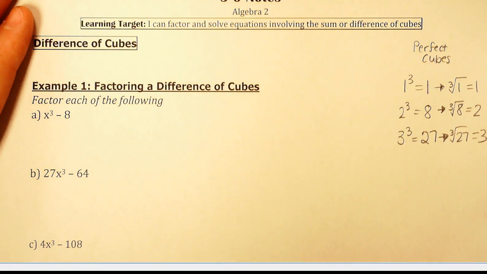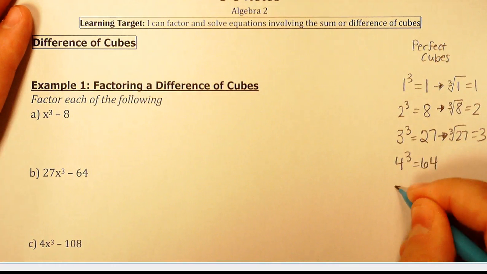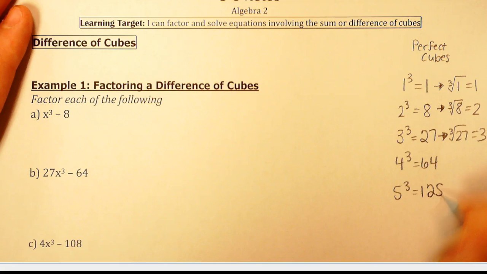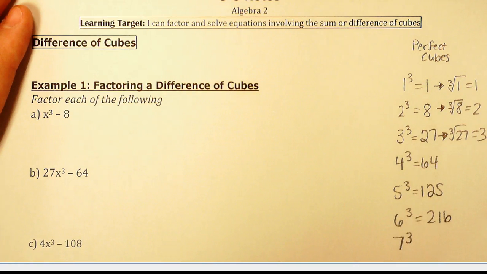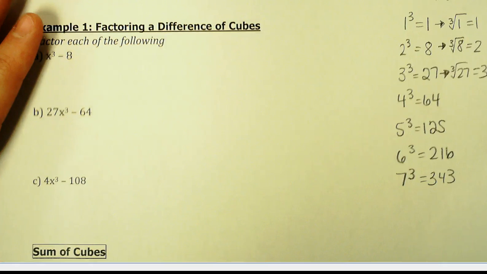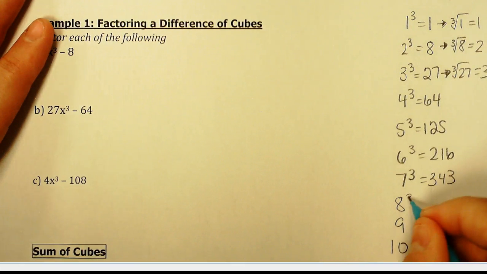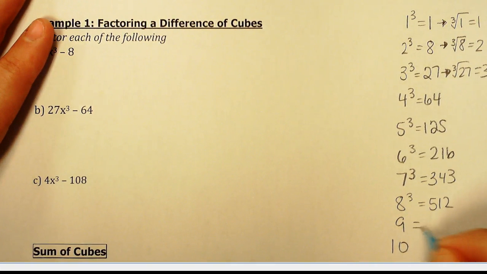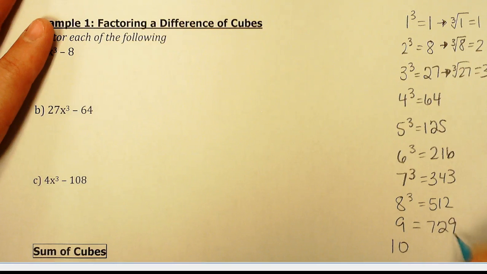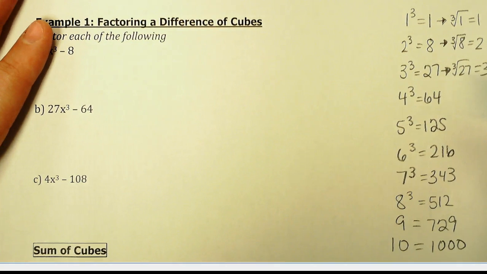So instead of taking a square root, we're going to think about cubes today. 4 to the third is 64, 5 to the third is 125, 6 to the third is 216. Oh man, I was going to try and stay on the page here. This is 343. I'm going to have to scooch this up a little bit. I'm going to go up to 10. So 8, 9, and 10. Let me see if we can fit these on the screen. This is 512. This is 729. And this is 1,000.